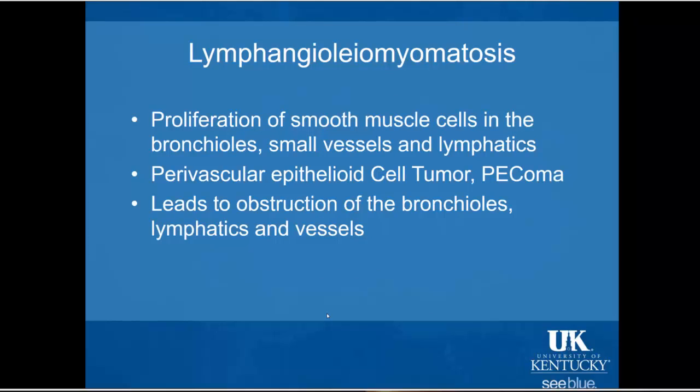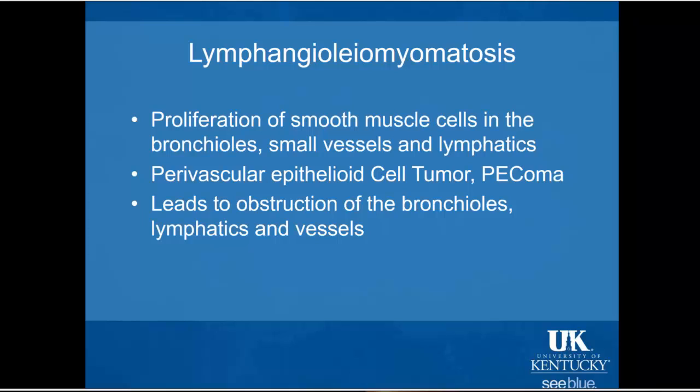lymphangioleiomyomatosis. This is related to a proliferation of smooth muscle cells in the bronchioles, small vessels, and lymphatics. If you remember that those are the areas where the smooth muscle is proliferating, then you can easily remember all the findings that you'll want to remember when you see a given case. This is related to what's called the perivascular epithelioid cell tumor, the so-called PEComa, which is related to the angiomyolipomas. With the exception of LAM and angiomyolipomas, PEComas outside of those organ systems are extraordinarily rare, but that is the underlying pathologic abnormality associated with LAM.